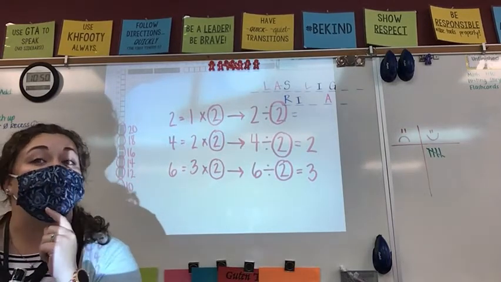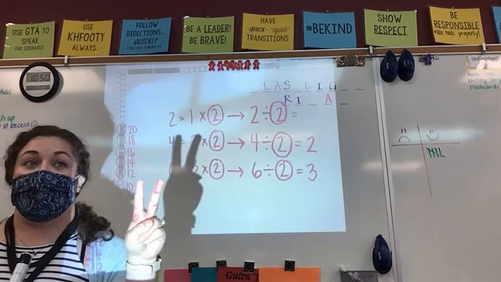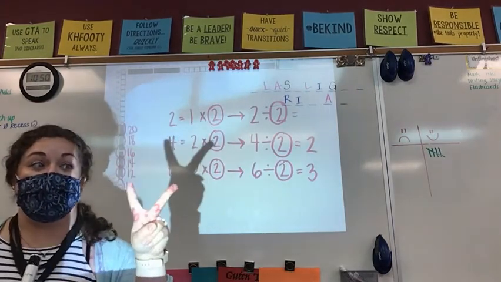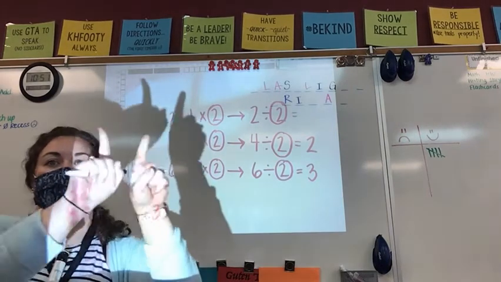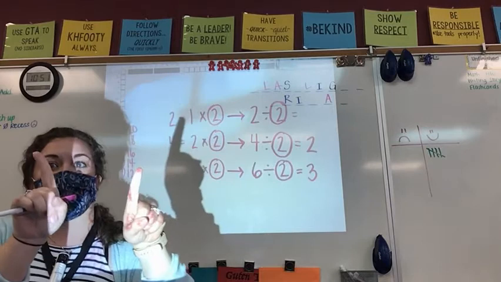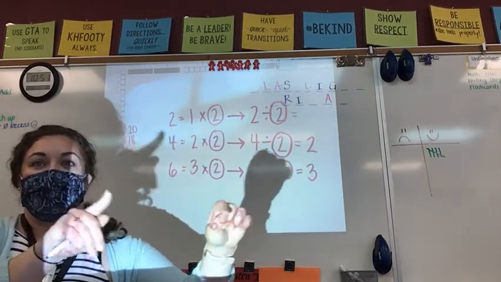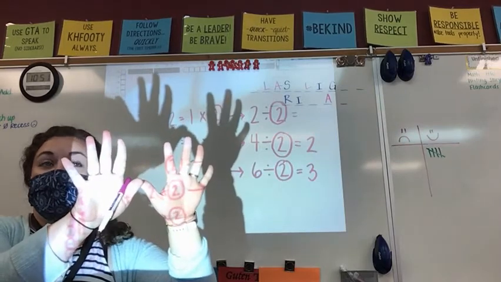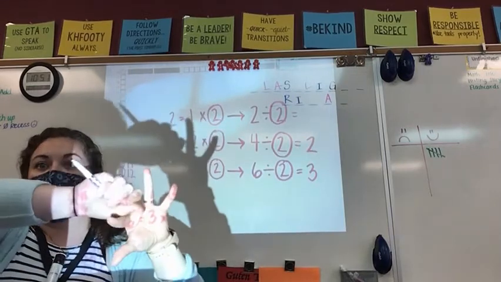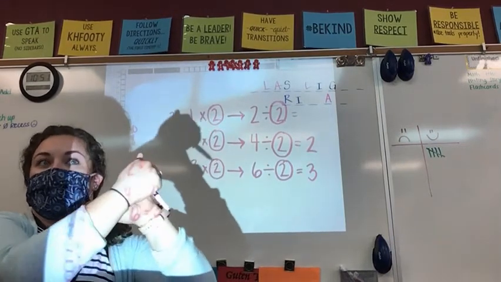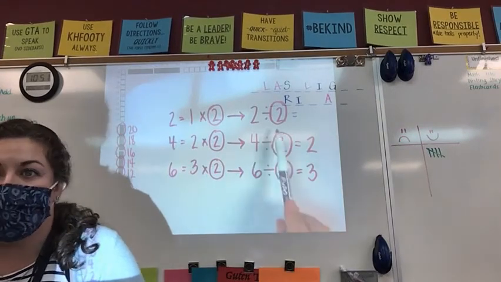But whenever things are divided by their same number, like if I have 2, and I want to split it into 2 groups, how many ended up in each group? Just 1, right? If I have 5, and I want to split it into 5 groups, how many was in each group? Just 1. So it's the same thing with this.